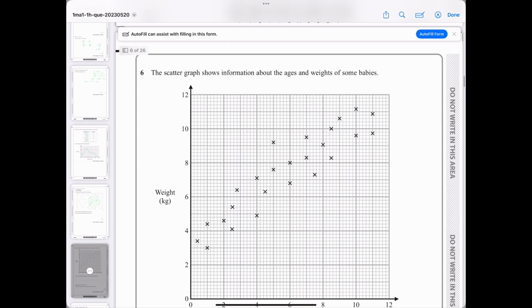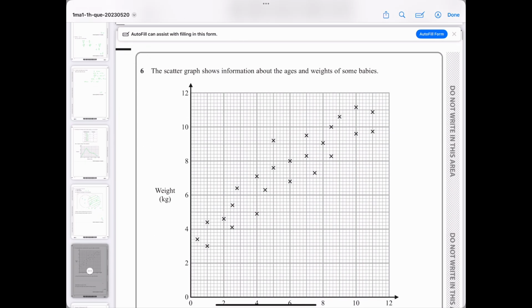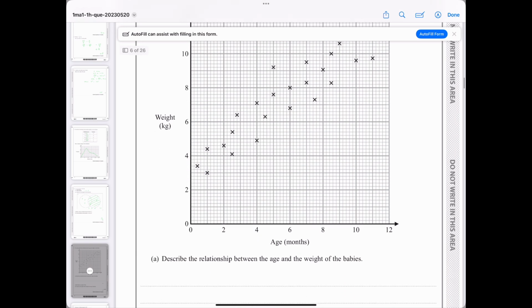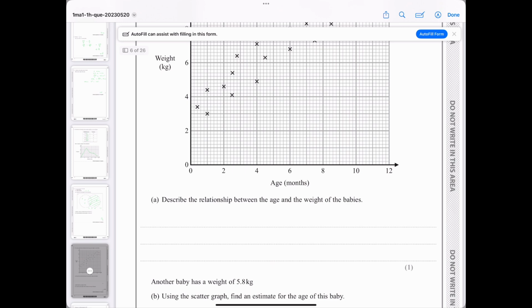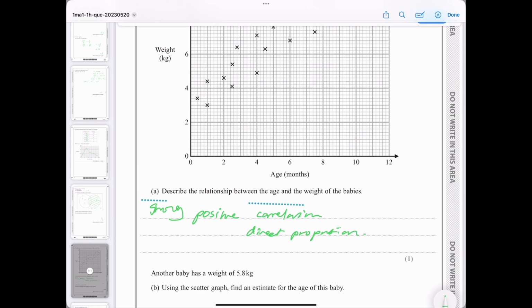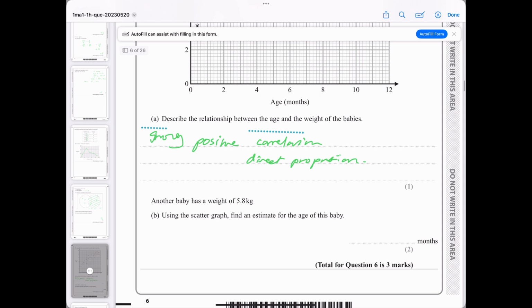Okay, number 6, this scatter graph shows information about the ages and weights of some babies. So it does look as though generally as they get older, they get bigger. So describe the relationship between the age and weight of babies. Well, there's a positive correlation. Some might say that it is a strong positive correlation. And I think that would be reasonable. You could also say that they are in direct proportion. All of those are perfectly reasonable things to say. Right, I don't know if you could say as they get older they get bigger, but that's basically what it's implying.